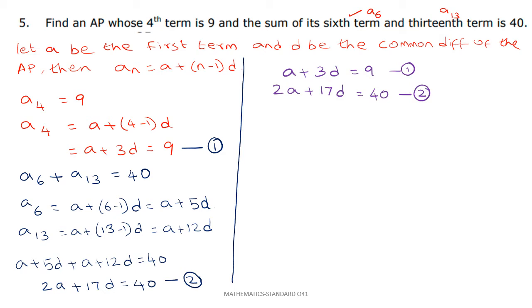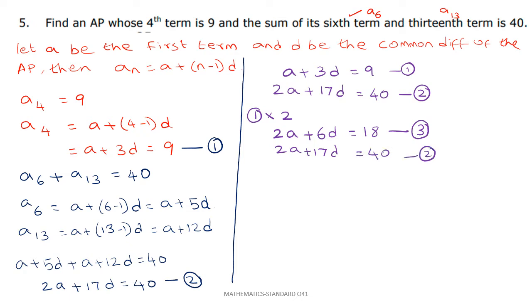So I have 2A in second equation but 1A in my first equation. So I want to make it 2A so that I can cancel, right? So I am multiplying equation 1 by 2. So my new equation will be 2A plus 2 times 3 will give me 6D equal to 2 nines are 18. So let me name it as equation 3. So now let me write my old equation, equation number 2.